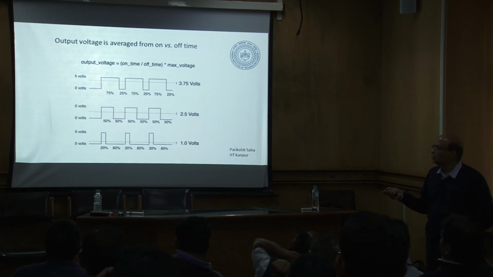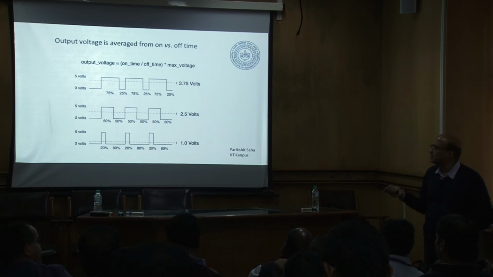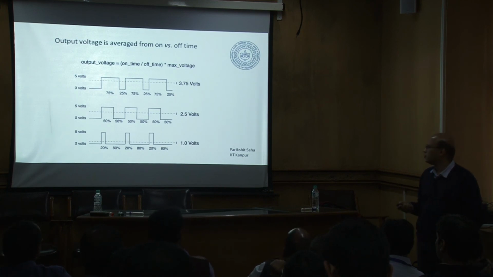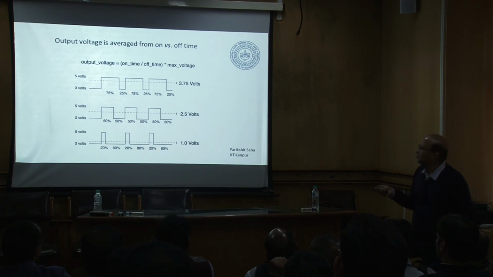So if this is 0 volts and that is 5 volts, then the average will be somewhere around here, which is 3.75 volts. By that way, we are varying the voltage from 0 volts right up to 5 volts in small increments, simply by changing the duty cycle. So when we are controlling servo motors, we change the duty cycle, and by this you can control a servo motor.